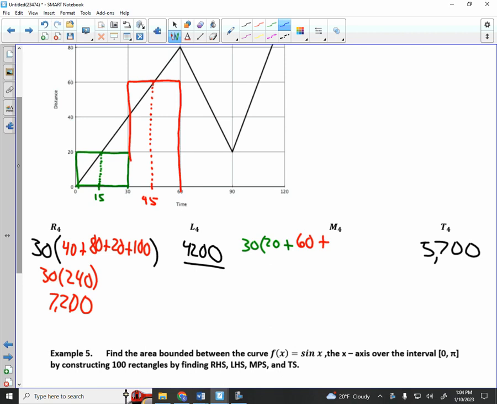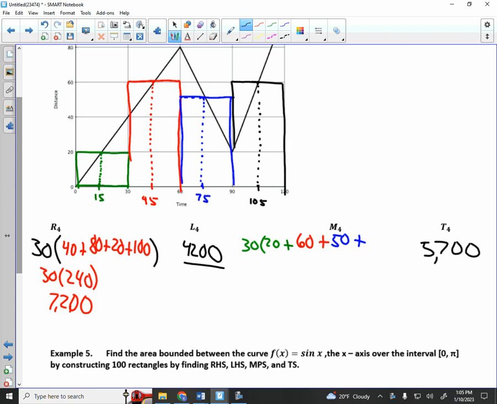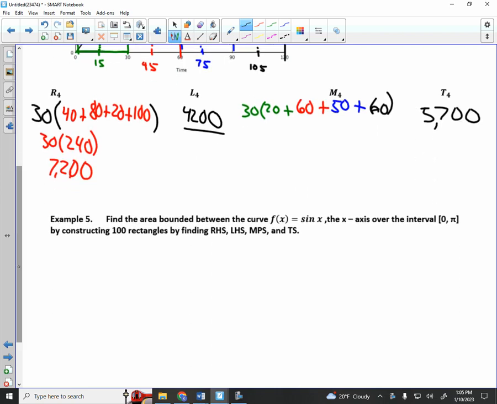Thank you, Ava. And then we've got 75. We evaluate the height. Very good. It looks like that's going to be a height of 50, which you can see those again offset one another. And then the last one will be evaluated at 105. And that's back to 60 again. Let's calculate this.